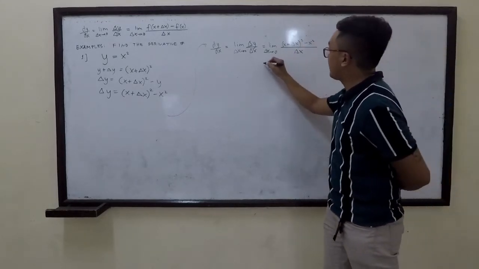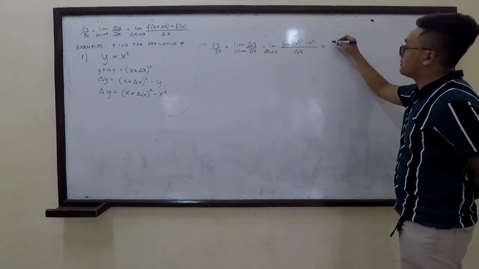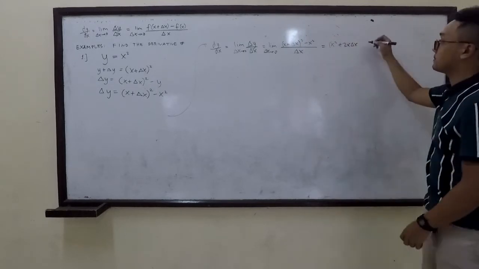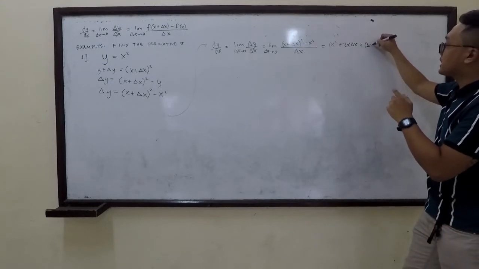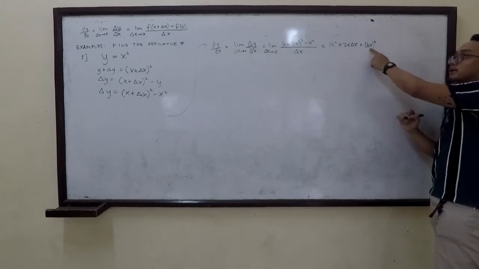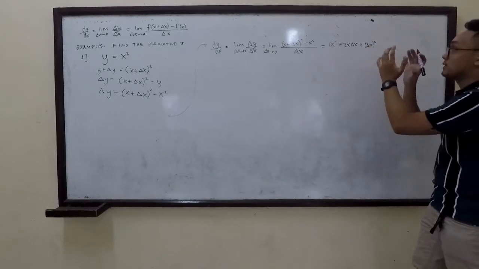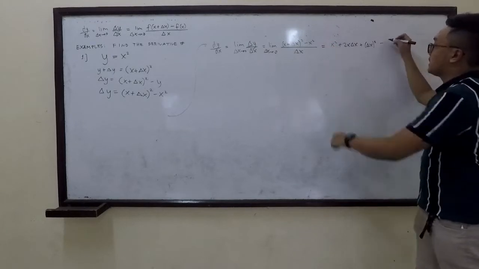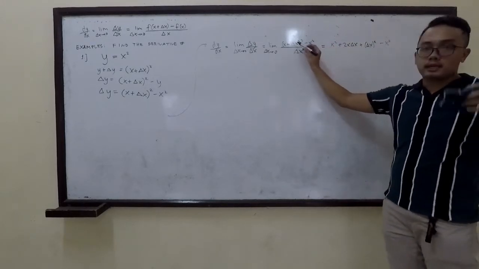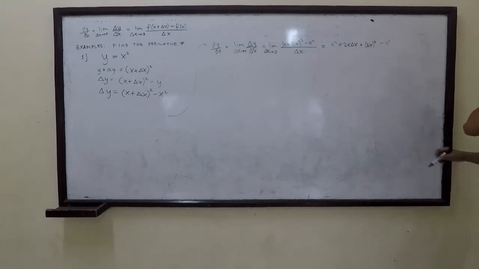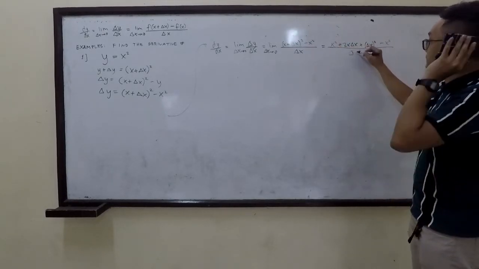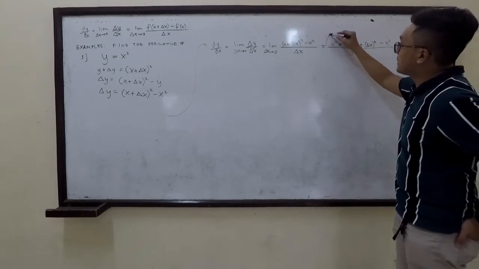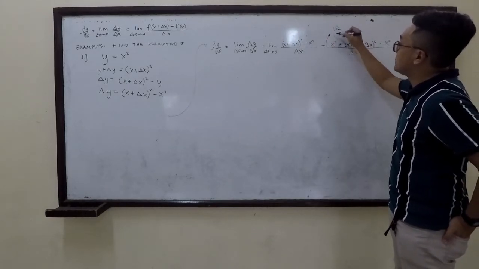So after simplifying, this will become x squared plus 2x delta x plus delta x squared, using the FOIL method. Then minus x squared. The denominator is copied as always, delta x, and the limit is still as delta x approaches 0.